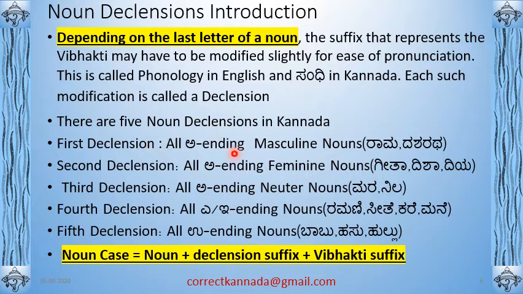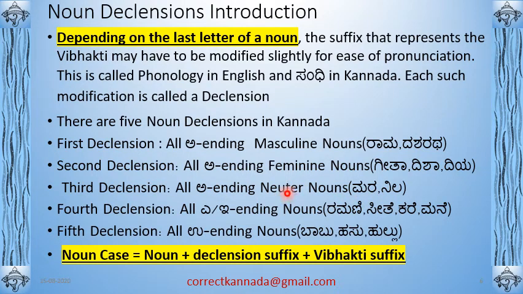The first declension is all masculine nouns ending with a. They belong to the first declension, meaning they will all have one specific letter added to them before you attach the Vibhakti. So example, Rama, Dasharatha, like that. Second declension, all are ending feminine nouns like Geeta, Disha, Diya. So these ending feminine nouns will have certain letter added in between the noun and the Vibhakti to pronounce it easily. Third declension is all I ending neuter nouns like Mara, Nila.